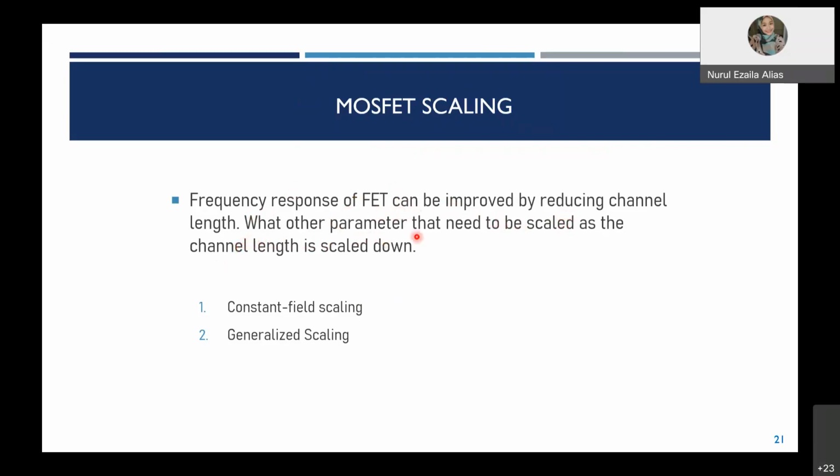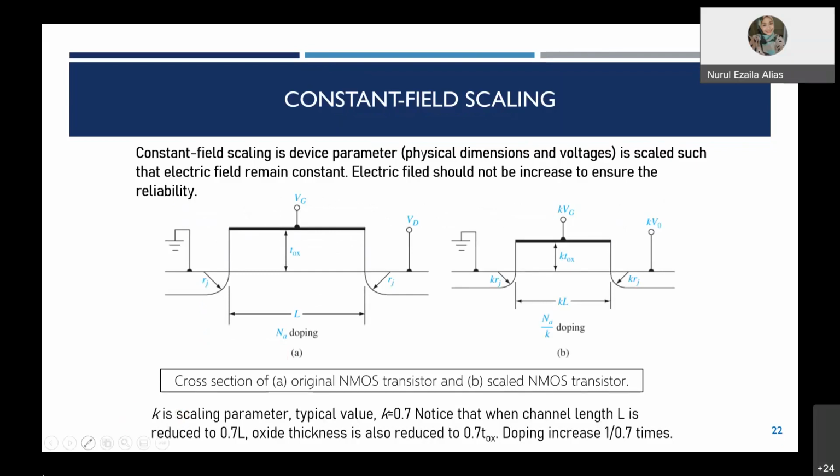So what other parameters need to be scaled as the channel length scales down? There is constant field scaling and also generalized scaling. So what is this? How is the channel length being scaled, and to what parameter? So what is constant field scaling? Constant field scaling means the device parameters, or the physical dimensions, and voltage are scaled.